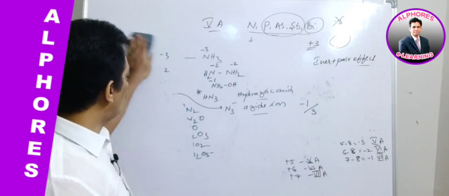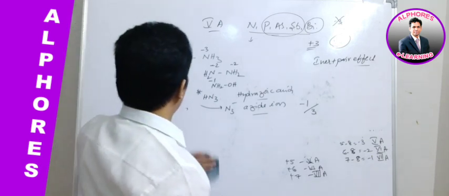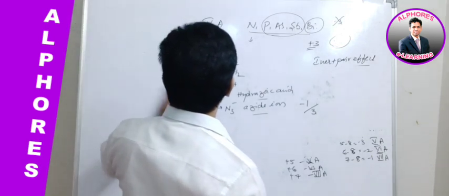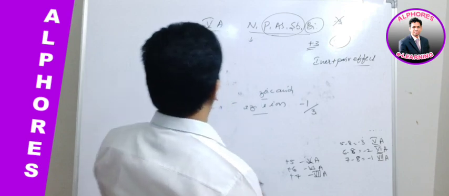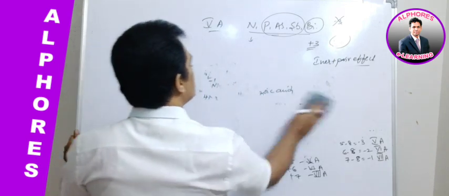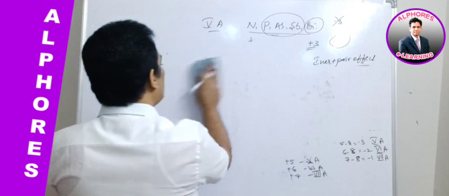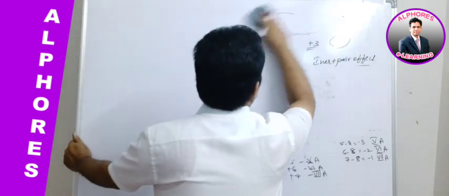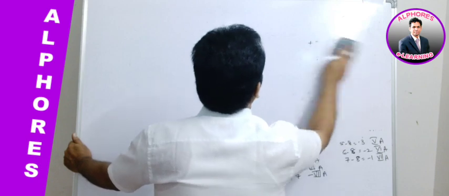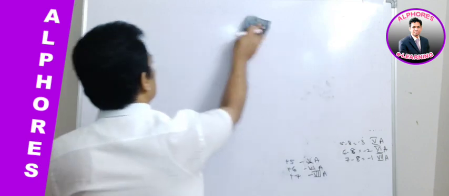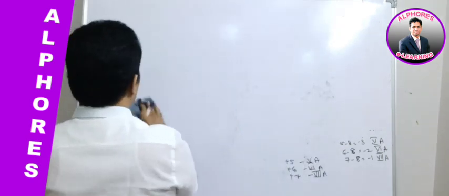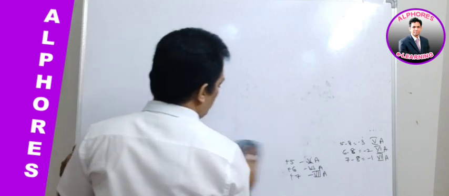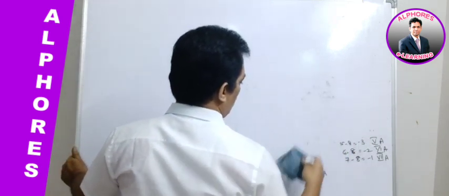Now coming to 6th A group. In 6th A group, the first element is oxygen. Here the exception case is that oxygen is supposed to exhibit the minimum oxidation state. It follows the minimum oxidation rule, but the maximum oxidation state is not possible for oxygen. Already we discussed, the reason is the absence of d orbital.